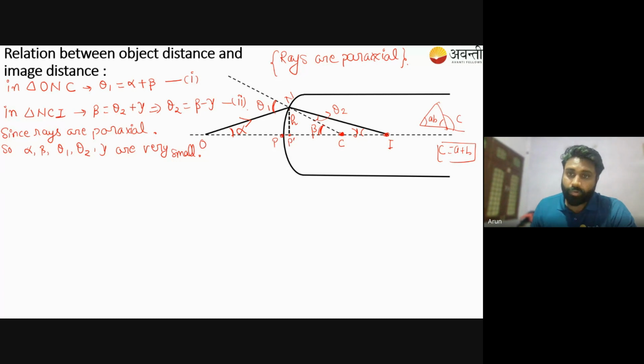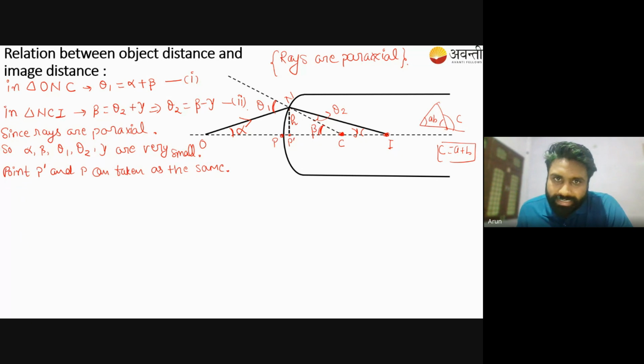Okay, α is very small. This point P dash and P can be taken as the same point, because as this alpha becomes smaller, this point would come here, this point would come here, and look, this P dash is approaching P. So that is why I have mentioned P dash and P can be considered as the same.